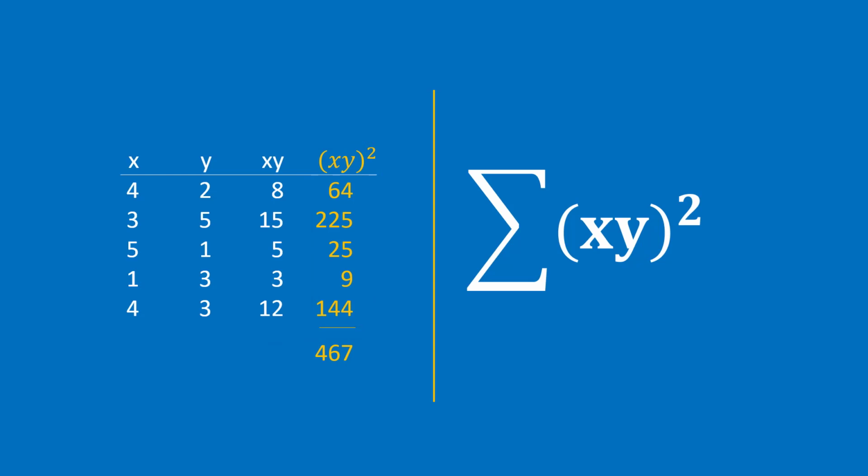Do you notice a pattern here? We do the operation to the right of the summation sign for each value in our data set, and we record the result. Once we've gone through all the values, we add them all together. That sum is our answer.